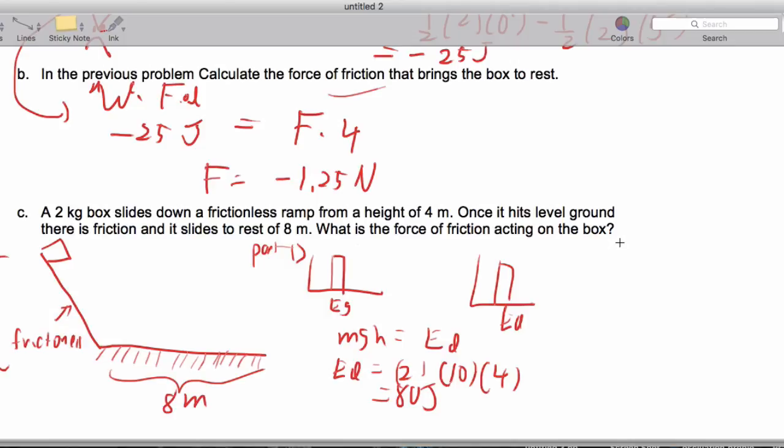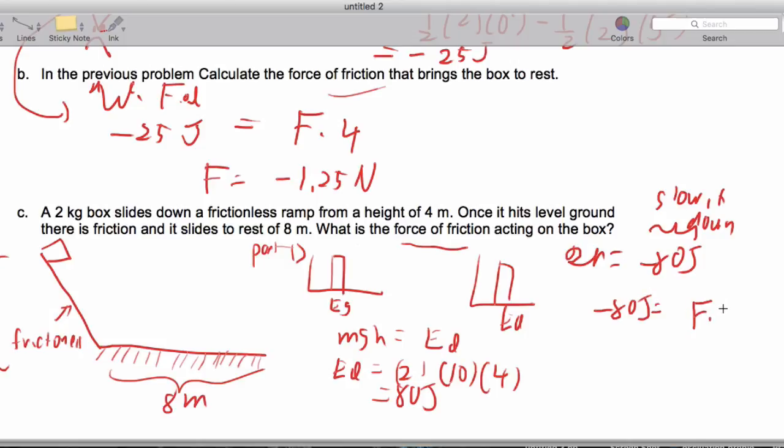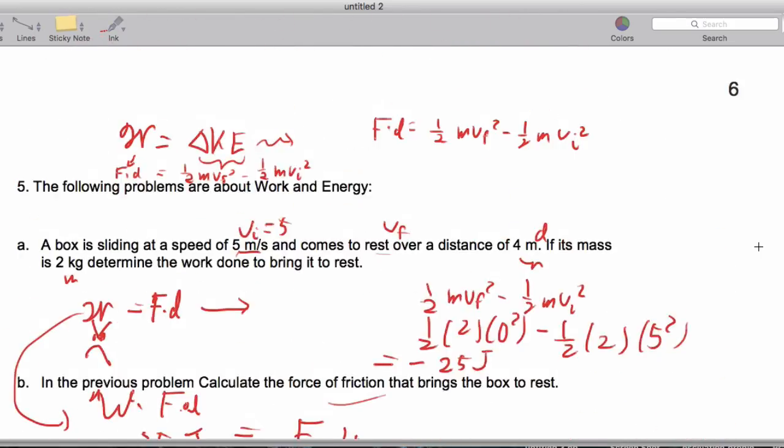Now we are saying that this 80 joules is the work done by friction to bring the box to rest. That's the whole point. So we're going to say the work done is negative 80 joules to slow it. So we have negative 80 joules equals this applied friction force times the distance, which is 8. So negative 80 equals F times 8, and the force that we actually apply is negative 10 newtons. So that's the answer to that little part there.